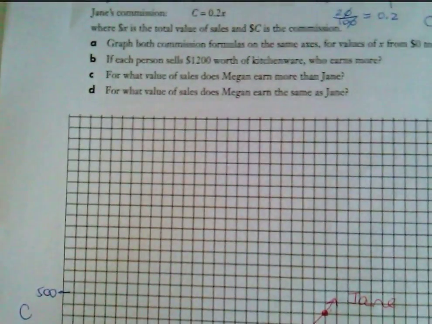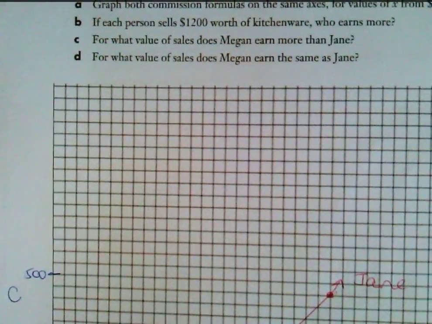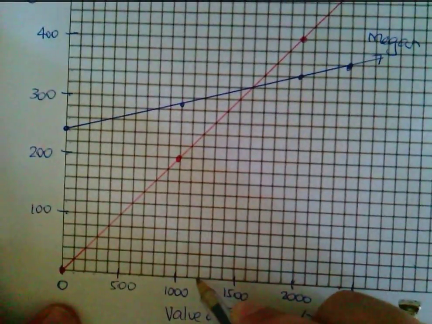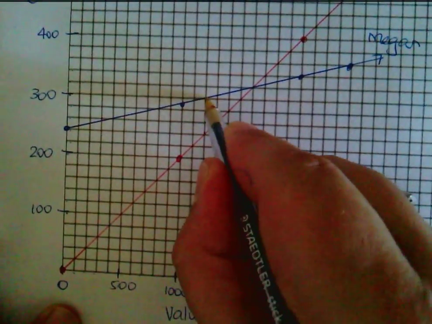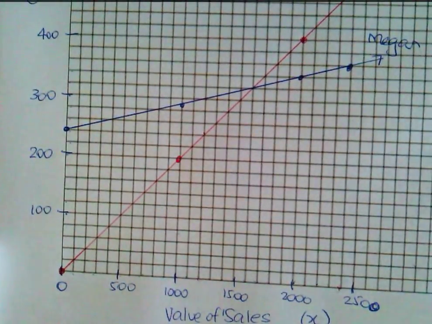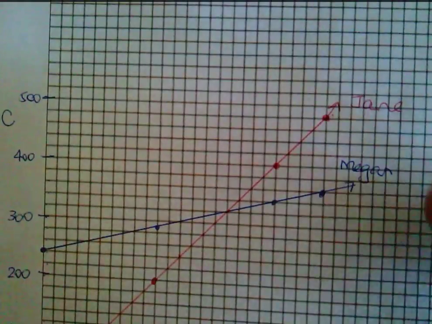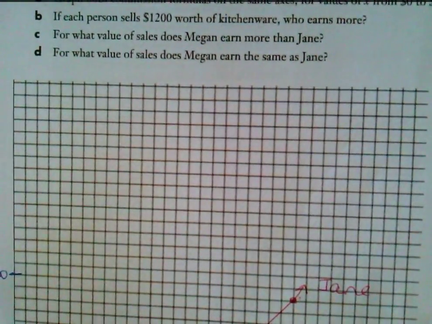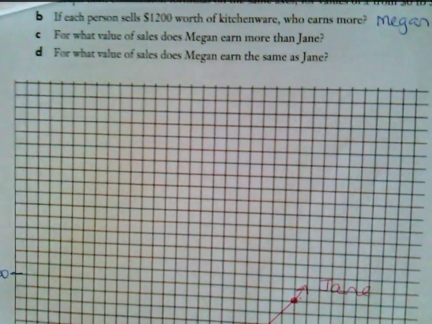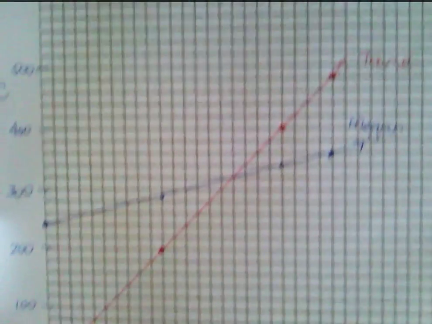Part B. If each person sells $1,200 worth of kitchenware, who earns more? Let's look up 1,200. It's here. Does the red person earn more or the blue person earn more? Right, so who's that? The blue person's Megan. So the answer to that question, if each person sells $1,200 worth of Tupperware, who earns more? We're going to say Megan, but girls, don't just say Megan. You know, this is maths. Tell me by how much.